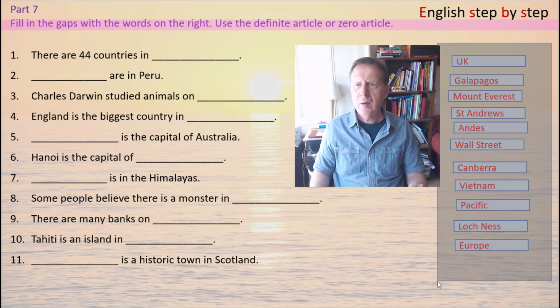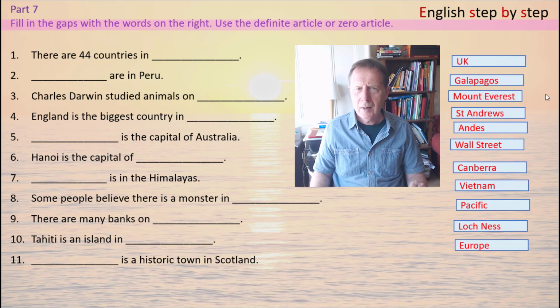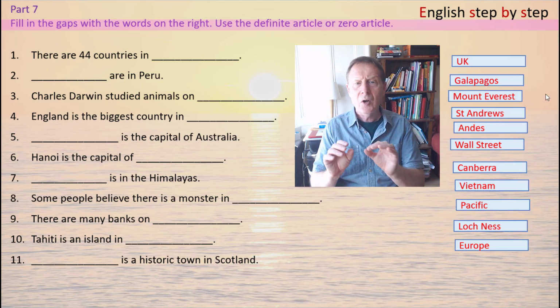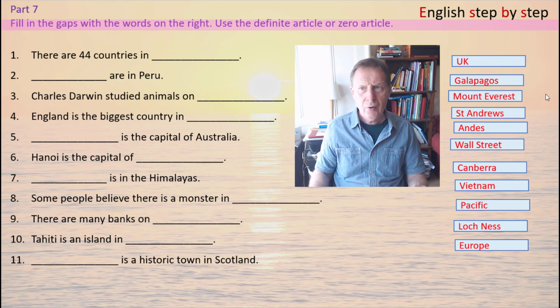So here you have the words UK, Galapagos, Mount Everest, etc. So look at the sentences, which word fits the gaps, and decide, do you need the or no article? So I'll leave this exercise on the screen for 1 minute.